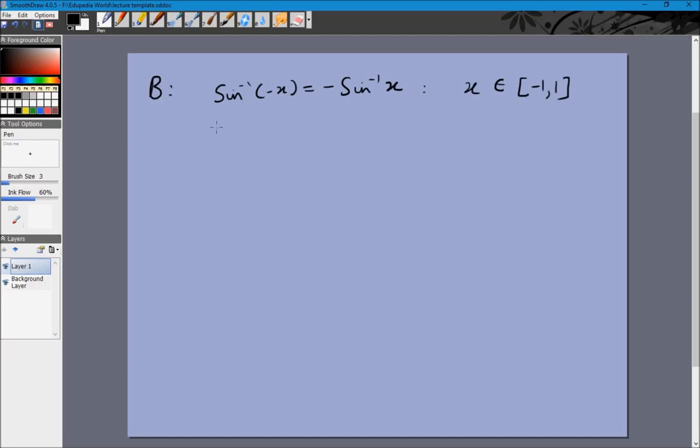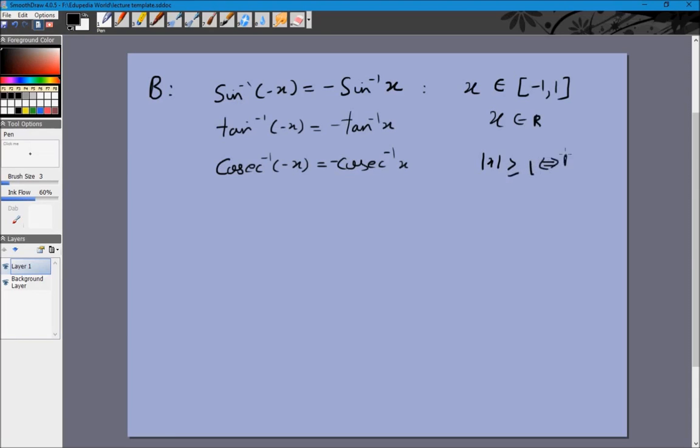Similarly, tan inverse of minus x is equal to minus tan inverse of x. And cosec inverse of minus x is equal to the negative of cosec inverse of x. For this, x can be R, because the domain of tan x is R, and for cosec x the domain is R minus (-1, 1). So basically mod x greater than or equal to 1. This is the same as R minus (-1, 1). Right, this is what we wrote in the first video. Now we'll use this because it's simpler to write.